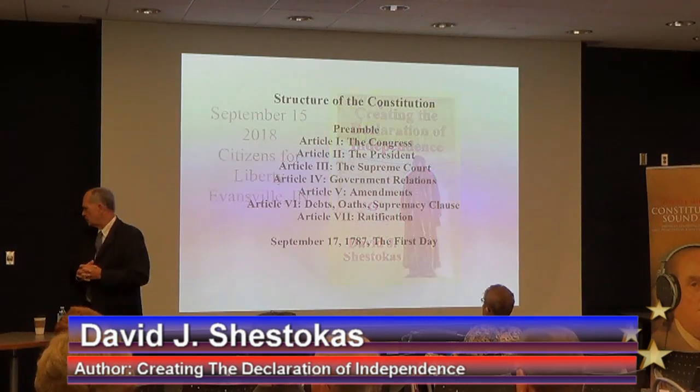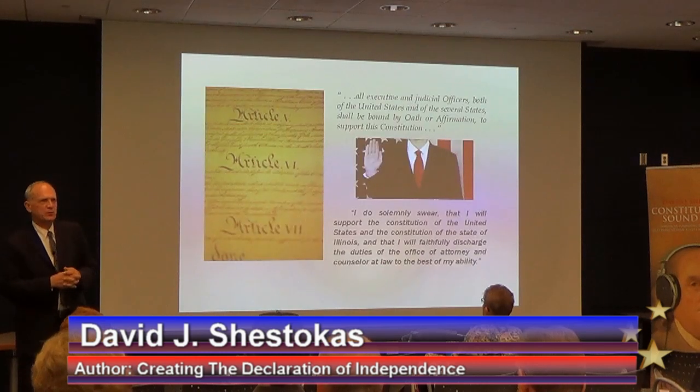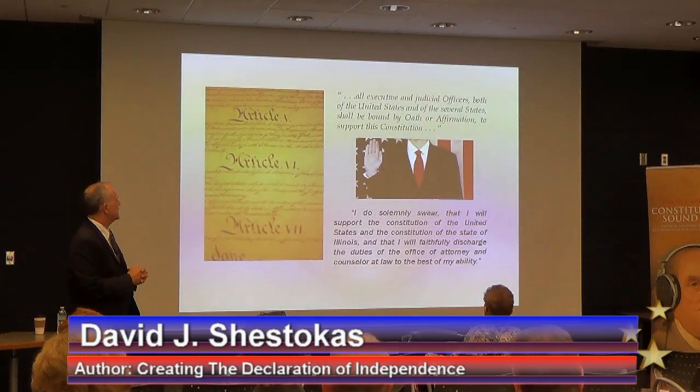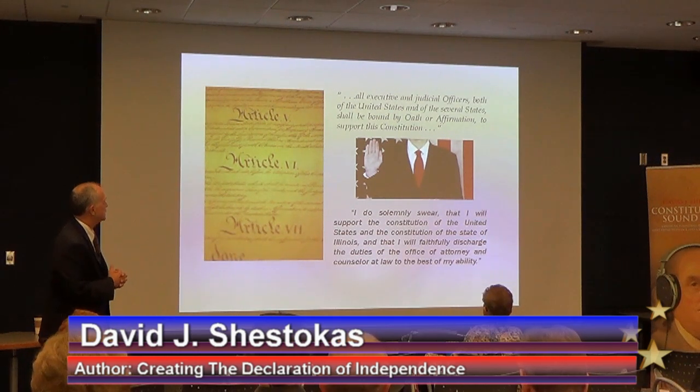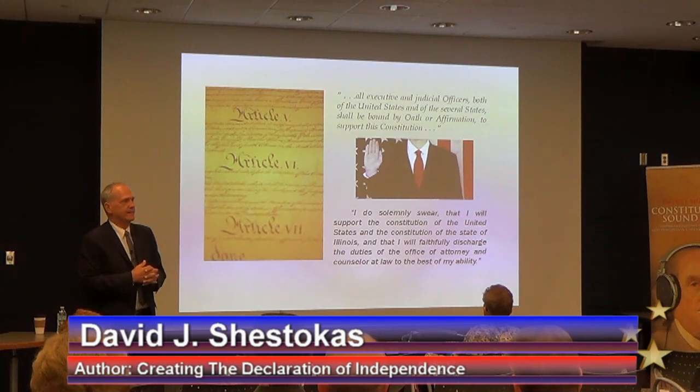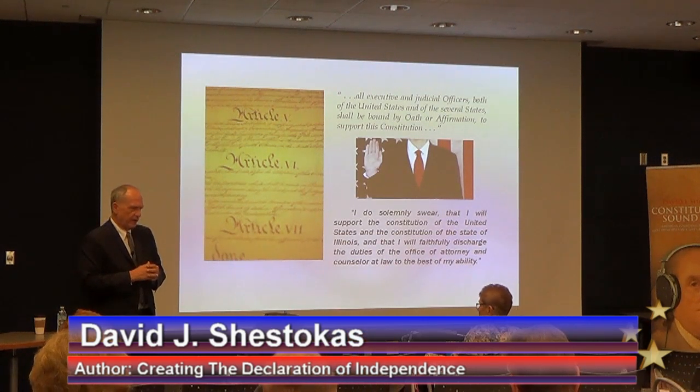So we're going to talk a little bit about Article 6, some background, some personal background on this situation. One of the important things in Article 6 indicates that all executive and judicial officers, both of the United States and several states, shall be bound by oath or affirmation to support this Constitution. And that also included all legislative officers early on in the section. The oath provisions of Article 6 are kind of interesting because of the purpose.